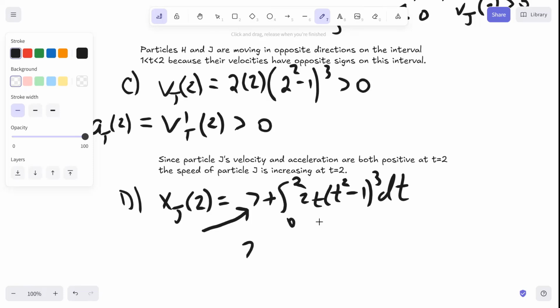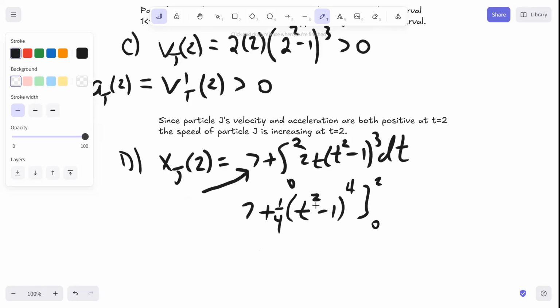So you would have 7 plus t squared minus 1 to the fourth times 1/4. You would have u substitution where u is t squared minus 1. The derivative is 2t dt, and that lines up perfectly, so you don't have to adjust for any constants or anything like that. Then we're going to plug in 0 and 2 and subtract.